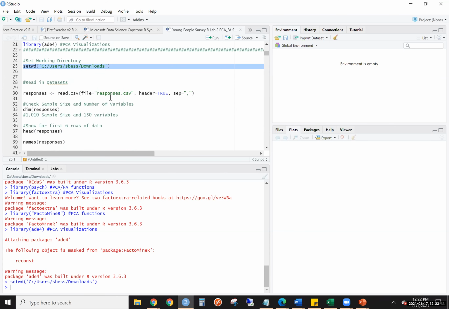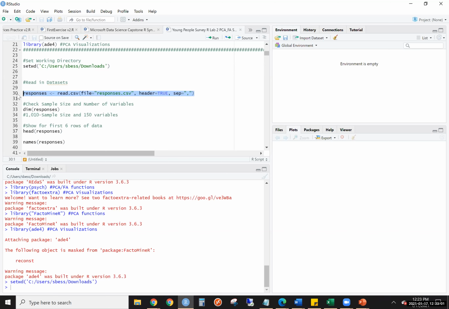And I'm going to read in a file that's called responses. It's a CSV file, so we're going to use read.csv. Header equals TRUE means that the variables in the first row are going to be considered variable names and not data points. And the separator for this data set is a comma.